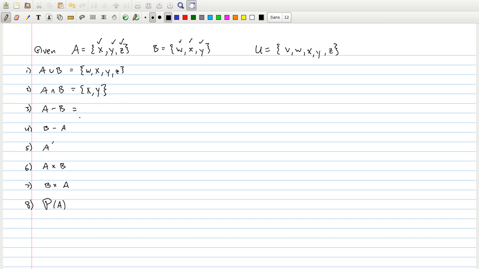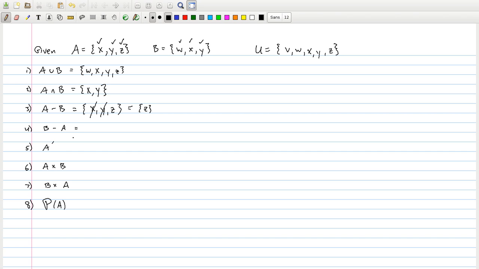For question 3, A minus B. This is all the elements that are in A but are not in B. So we're going to start out with X, Y, and Z. Those are the elements that are in A. And one by one, check these against the elements of B and take them away. So is X in B? Yes, it is. So we're going to subtract that out. Is Y in B? Yes, it is. So we'll subtract that out. And then is Z in B? No, it isn't. So there's no need to remove it. So that says that A minus B is the set containing just Z.